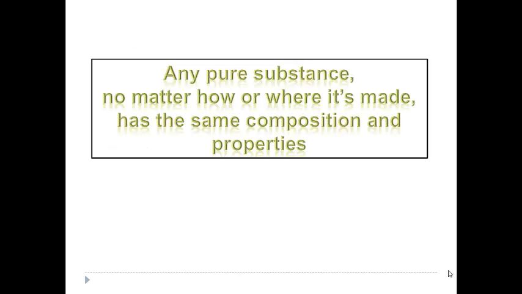Any pure substance, no matter how or where it's made, has the same composition and properties. So it doesn't matter if the substance is natural, doesn't matter if it's made in the lab. If it is a pure substance, it is exactly the same. So for example, if you take vitamin C, if you have natural vitamin C, it is derived from rose hips or some other substance like that. If you have synthetic vitamin C, it's made in a lab. Both of those cases, vitamin C is vitamin C. Now the pill might be different because the natural might have other substances that work differently. But if it is a pure substance, it has exactly the same composition and exactly the same properties.